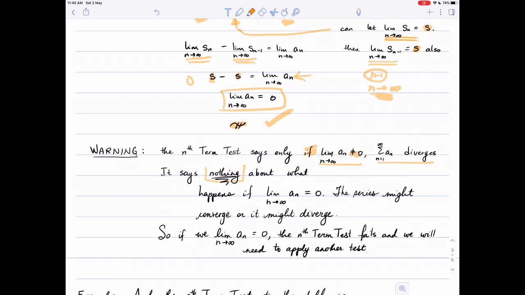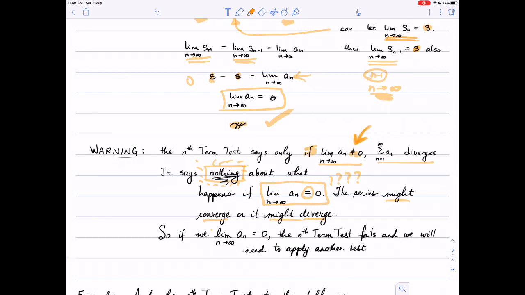It says absolutely nothing about the opposite direction. It says nothing about what happens if the limit of the nth term does equal 0. It says nothing about what happens in that case. It only tells me about what happens if the limit does not equal 0. And so if it does equal 0, then I know nothing more than I did before. This series might converge, or it might diverge, which puts me no further ahead.